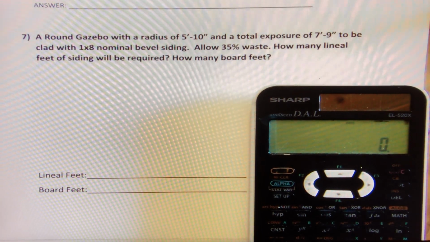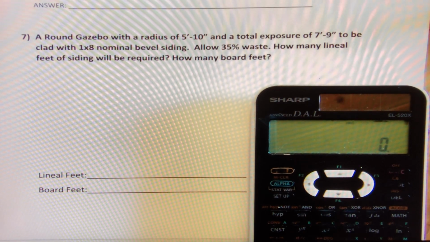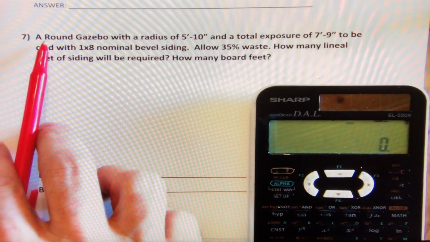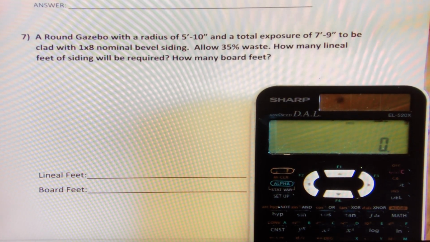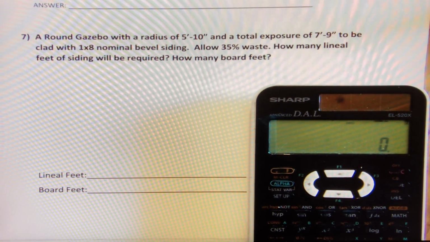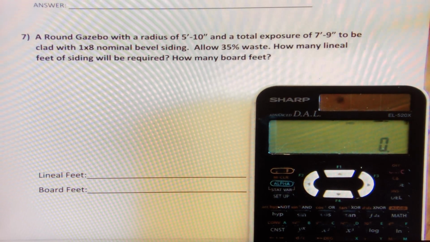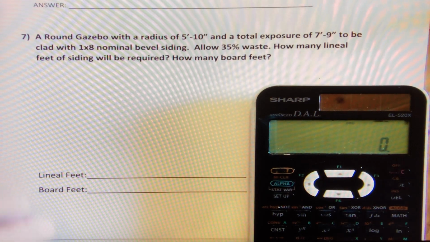Hey guys, here's my next little step-by-step for finding the siding needed to clad this question in particular. A round gazebo with a radius of 5'10" and a total exposure of 7'9". It is to be clad with 1x8 nominal bevel siding. Allow 35% waste. How many lineal feet of siding will be required and how many board feet?